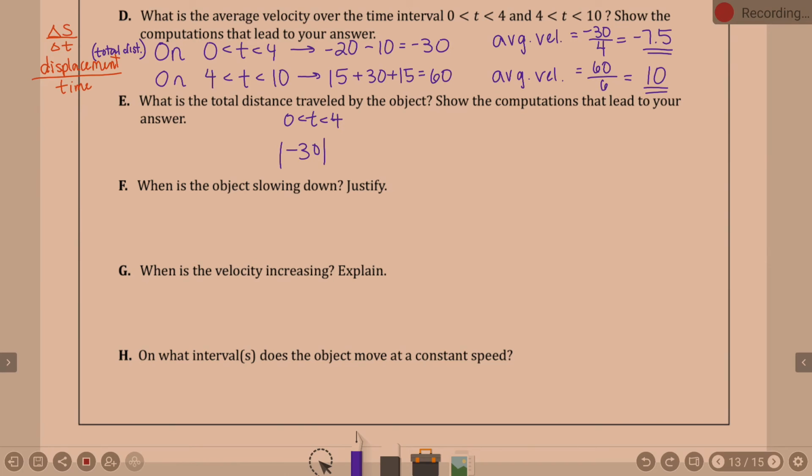What do we know from 4 to 10? 60. And so that's going to be 30 plus 60, which is 90. I wrote in my notes here 90 units. If you don't have a label, you can always throw in units. So for a velocity time graph, you're doing the area under the graph.